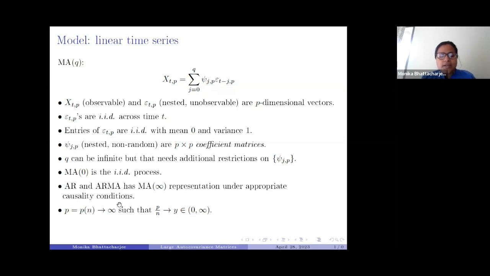It's in this manner, and the growth rate is like this: the dimension grows at the same rate as the sample size, therefore p by n converges to y, where y is strictly greater than 0 and less than infinity.